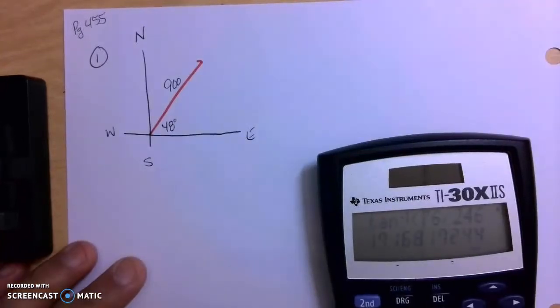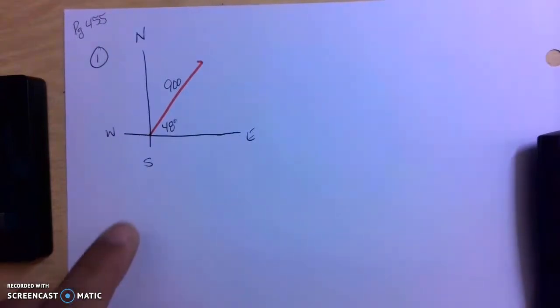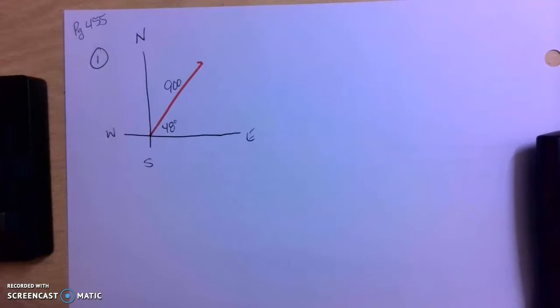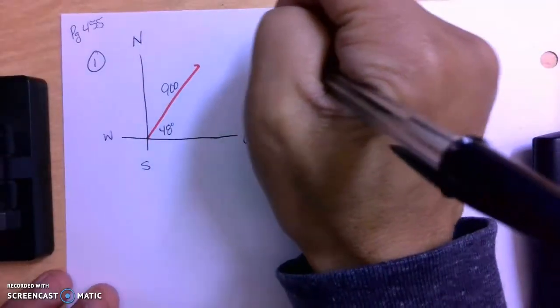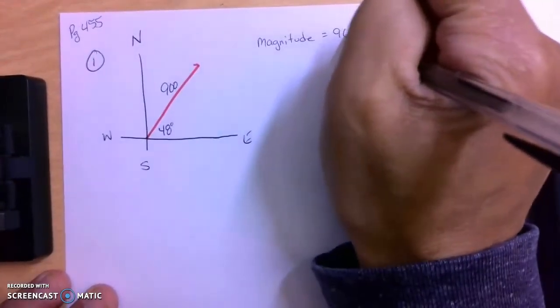Okay, I'm going to do a few problems here on page 455. Starting with number 1, this is a vector here in red, and they want to give the ordered pair of this vector. First of all, there's 3 things to a vector. There's the magnitude, or the distance. In this case, it's simply 900.